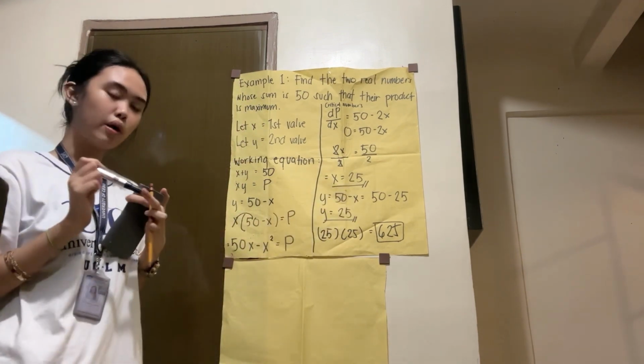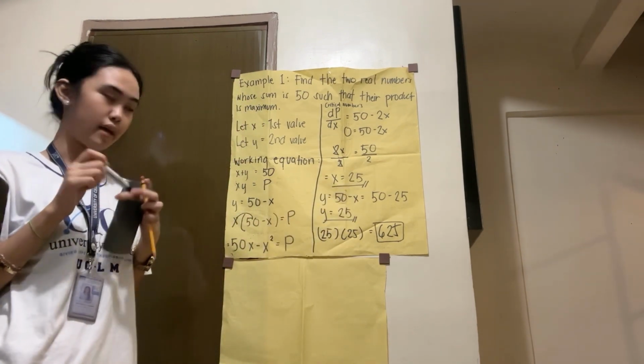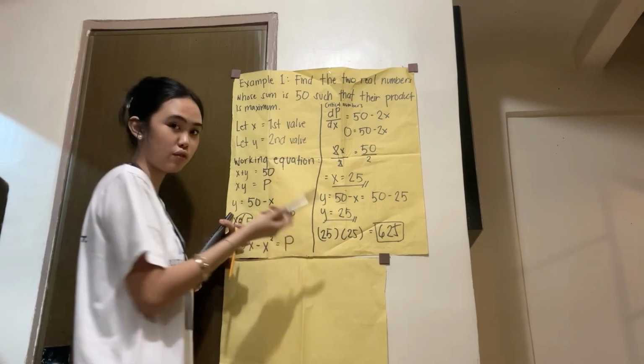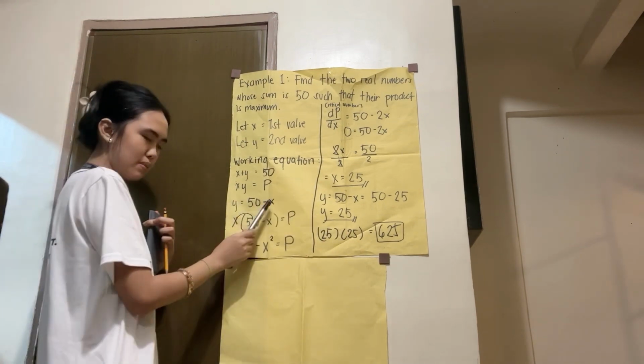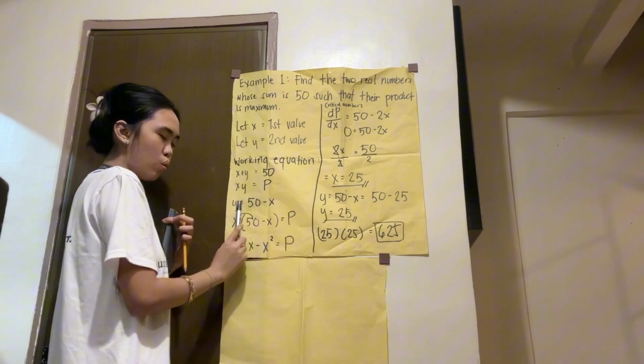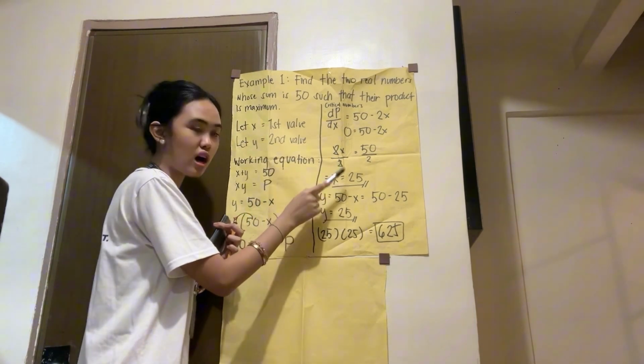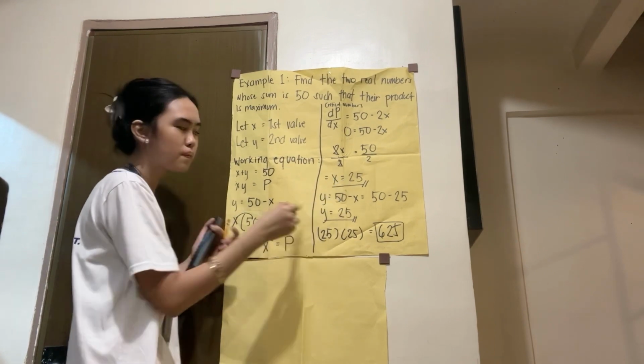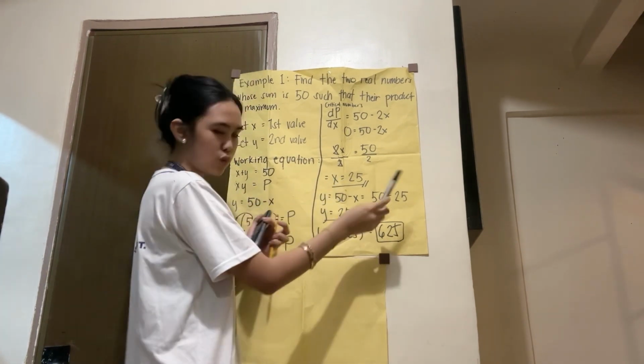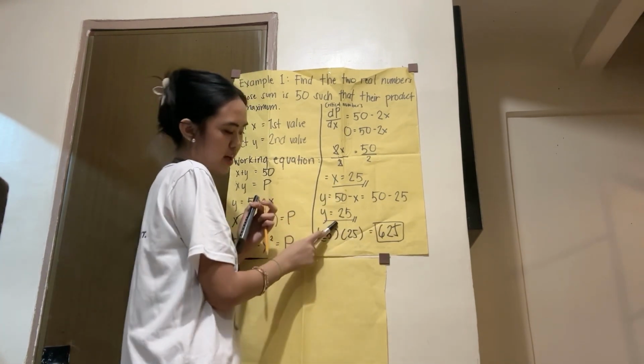Now we need to find the value of y. So y is equal to 50 minus x. And given that our x is 25, 50 minus 25 equals 25.